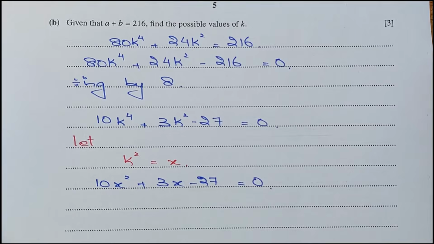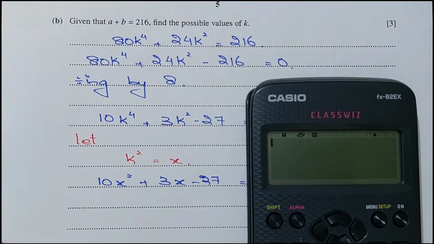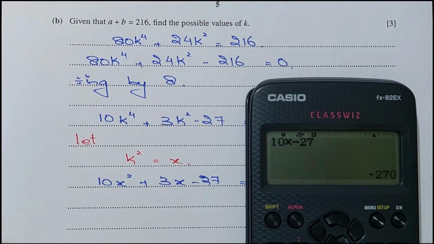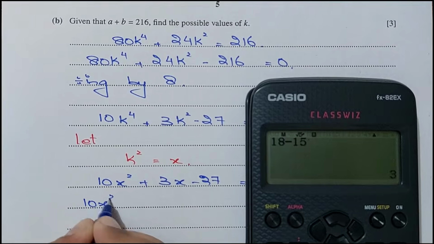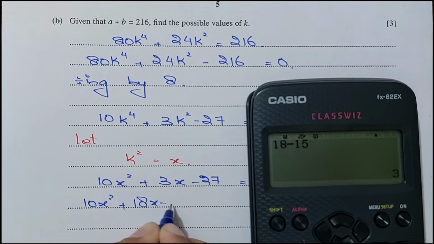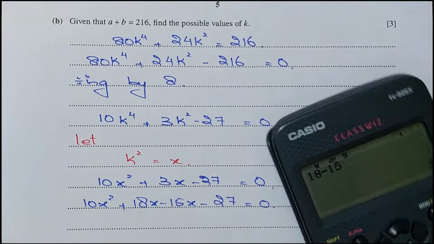So this is a quadratic equation in the variable x. So let me use the factorization method here. So we have 10 times minus 27, which is minus 270, and if I take 18 times minus 15, this is minus 270, and 18 minus 15 gives me 3, right? So 10x squared plus 18x minus 15x minus 27 equals 0, right?